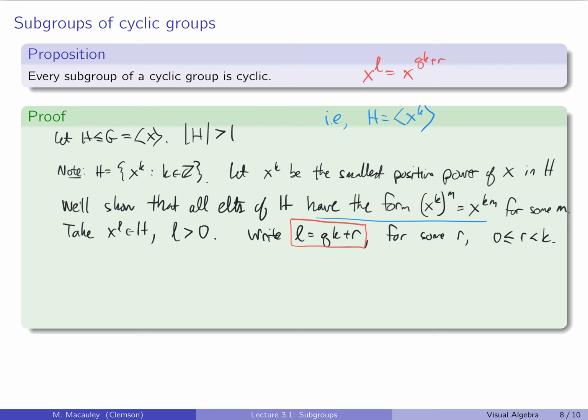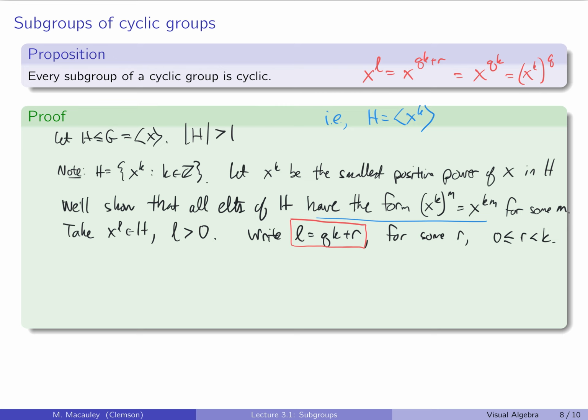And so what are we trying to do? Well, we're trying to show that this is just equal to (x^k)^q. So if we can show that, that's just x^(kq), and that q is the m right there. So we want to show that this arbitrary element we took is some power of x^k.